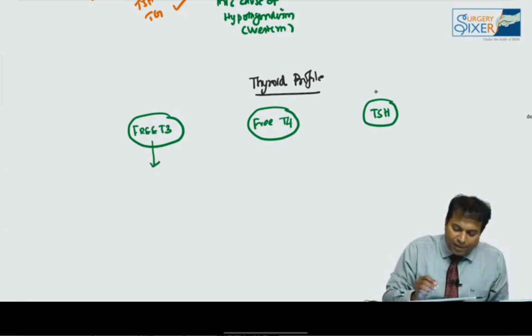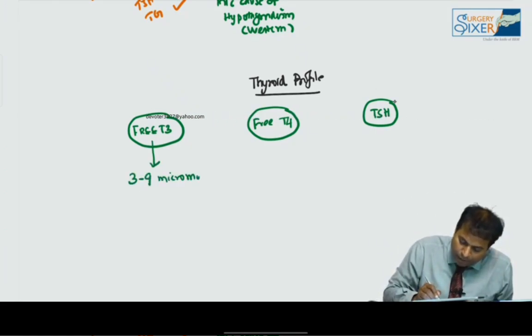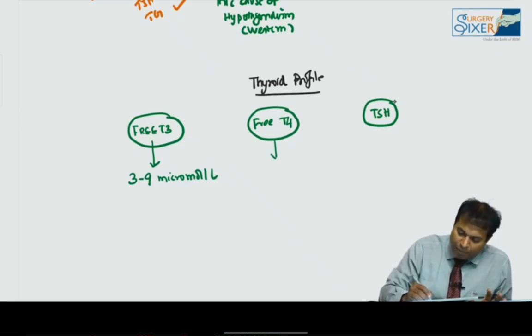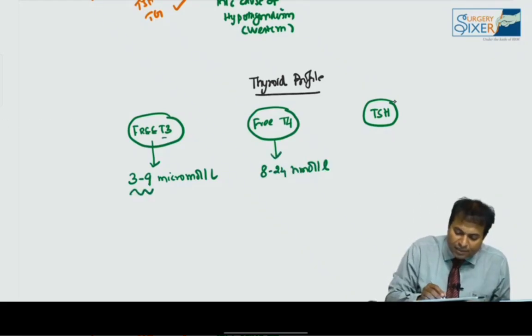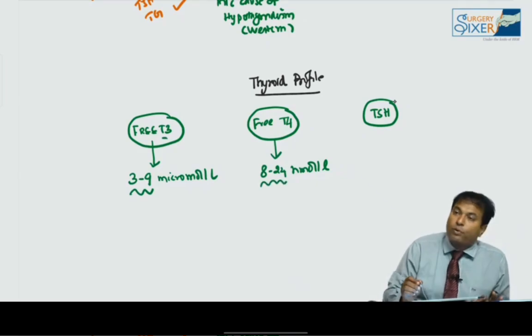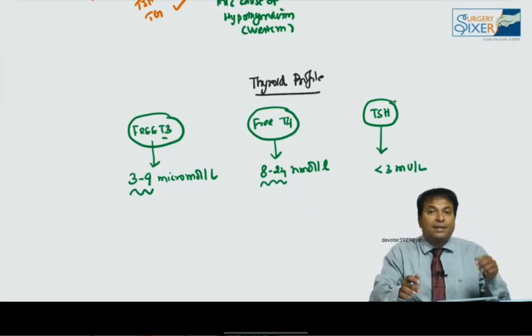Free T3, I used to remember as 3 to 9. It is remembered as 3 to 9 micromoles per liter. Though it is not the accurate value in Bailey, remember like this. Free T4 is 8 to 24 nanomoles per liter. Why am I telling this? Because T3 is in multiples of 3, 3 to 9, and T4 is in multiples of 4, 8 to 24 nanomoles per liter. And TSH is usually less than 3 milliunits per liter. So please don't forget, TSH is less than 3 milliunits per liter.